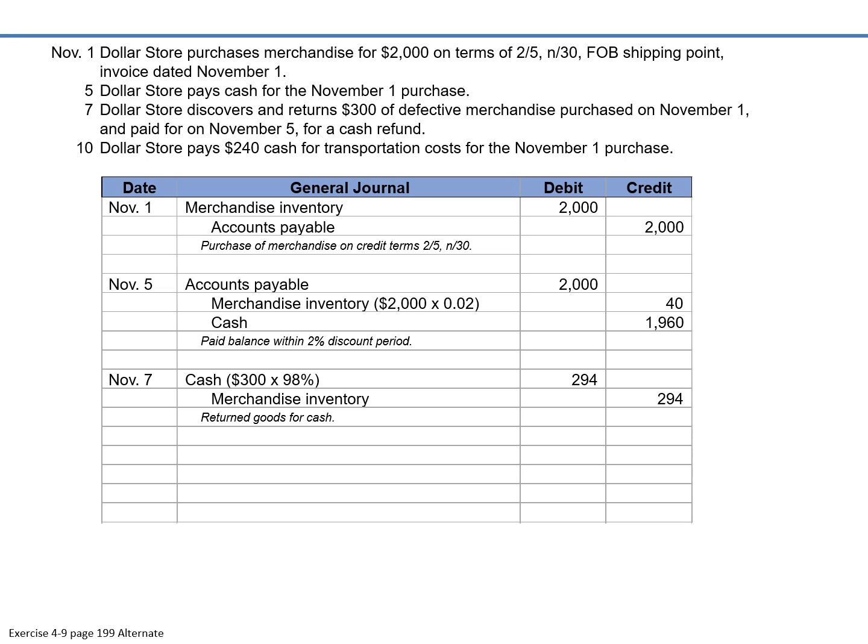Then on the 10th, the Dollar Store is going to pay $240 cash for transportation costs. Transportation costs, when they're FOB shipping point, are the responsibility of the buyer, and they just increase the cost of the inventory. So we're going to increase inventory by $240, and we're going to decrease cash with a credit of $240.